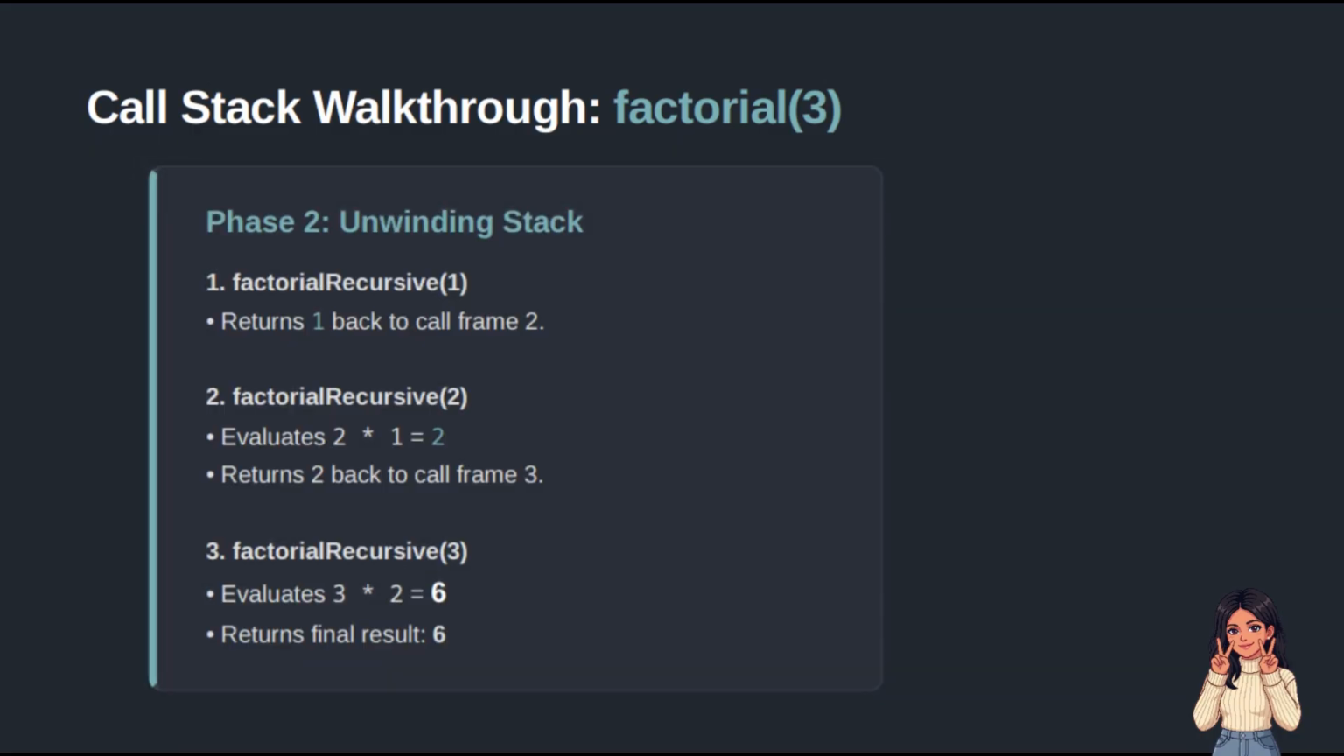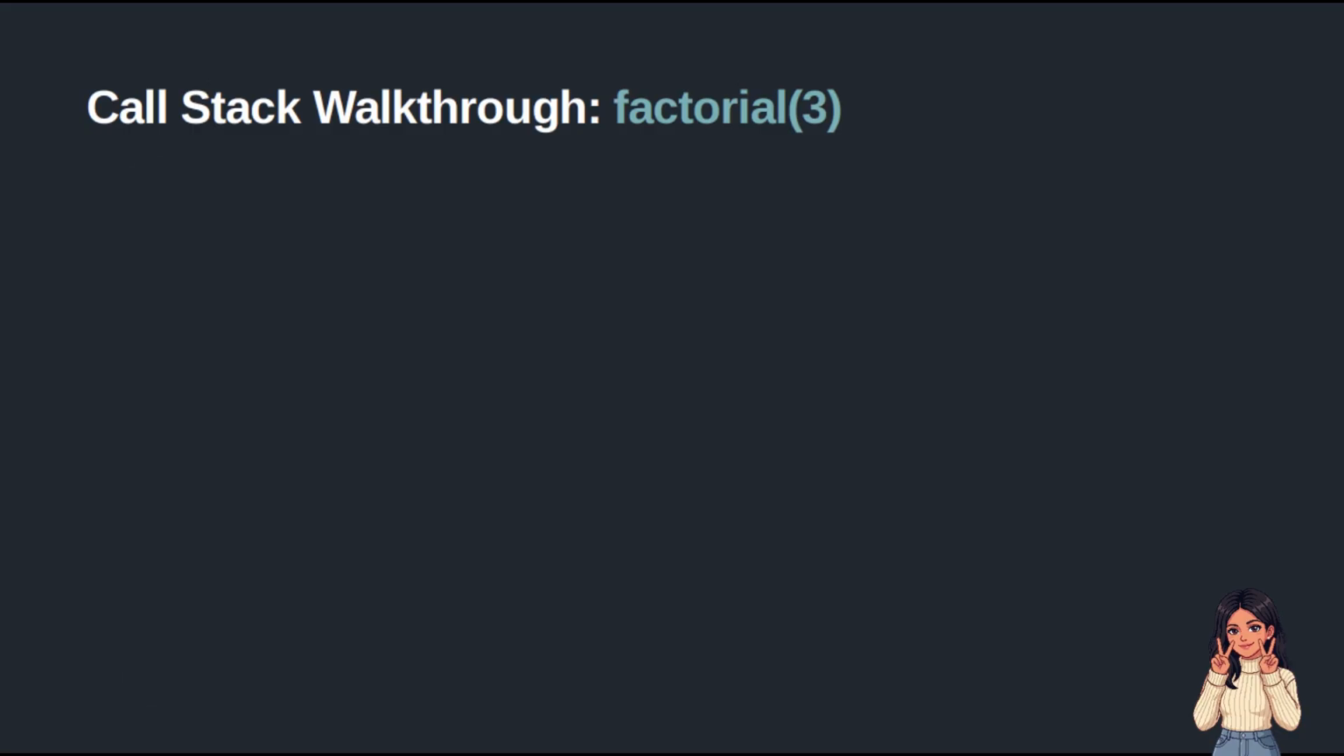Now finally unwinding the stack, the function with the input 2 receives 1 and completes the pending operation, that is 2 times 1, that is 2, and returns 2 back up to the function with the input 3. Now the function with the input 3 receives 2 and completes its pending operation, that is 3 times 2, that is 6, and returns the final result 6. So instead of writing loop logic to manage state, you defined the core mathematical rule and let the call stack handle the execution order for you.